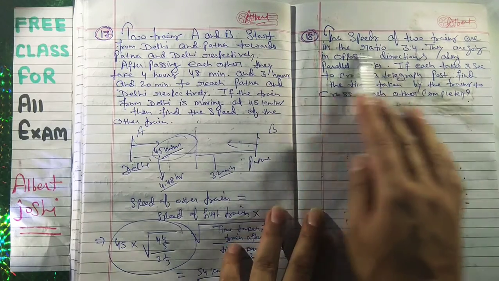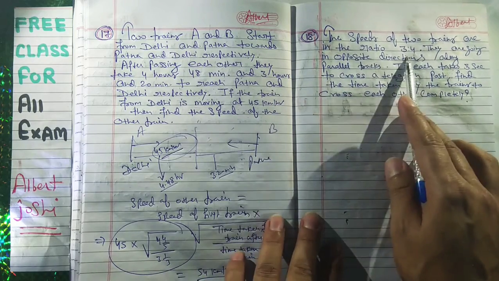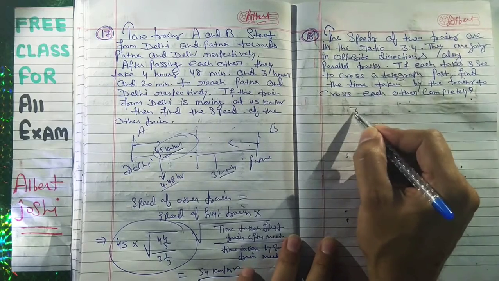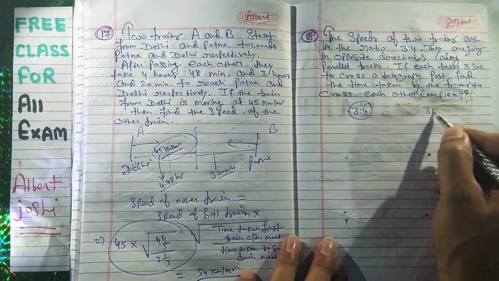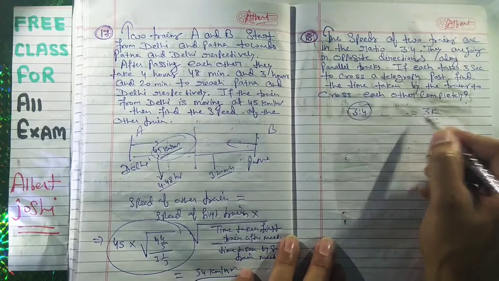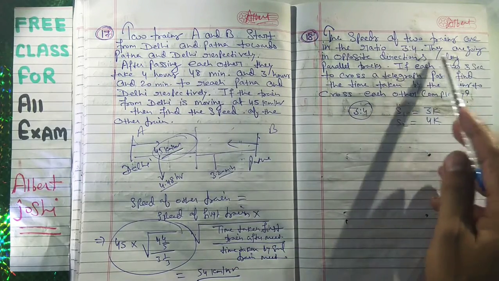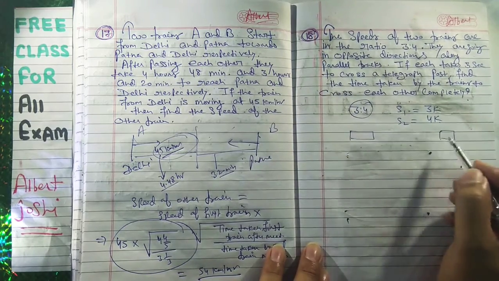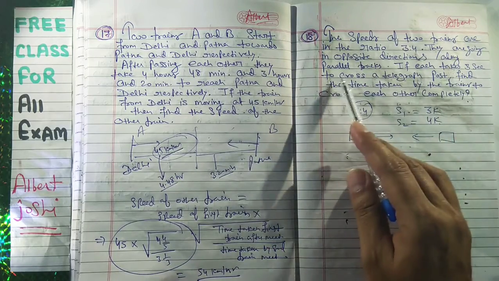Now another question, this is the last question. The speeds of two trains are in the ratio 3:4. Whenever they give you the ratio form, the speed of the first train is 3k and the speed of the second train is 4k, where k is the constant. So speed 1 and speed 2. They are going in opposite directions along parallel tracks.